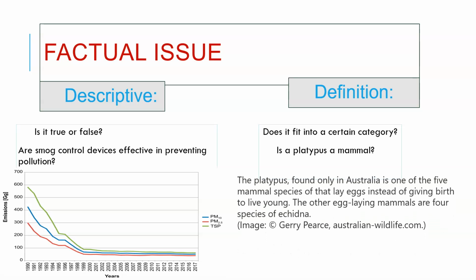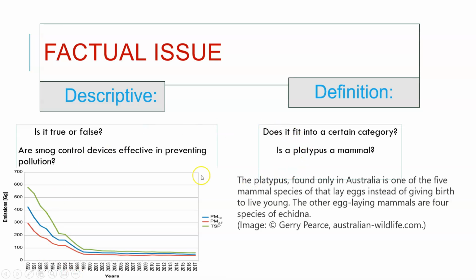The platypus, found only in Australia, is one of 5 mammal species. So then I have to look up the category of a mammal species. What does it mean to be a mammal? And then see if the platypus fits that category. So factual issues, descriptive or definition, I like this because they both start with D's, have to do with the facts, something that you can prove from science or categories, and when you answer them.